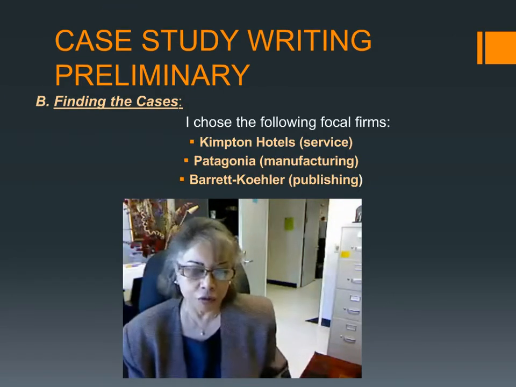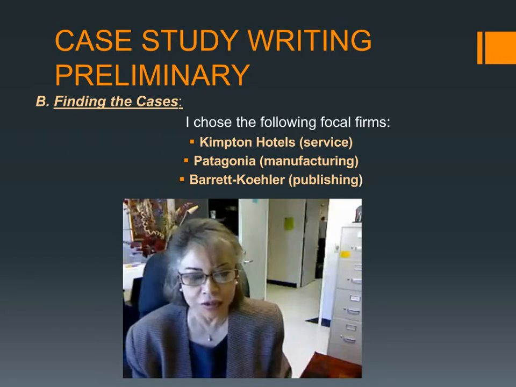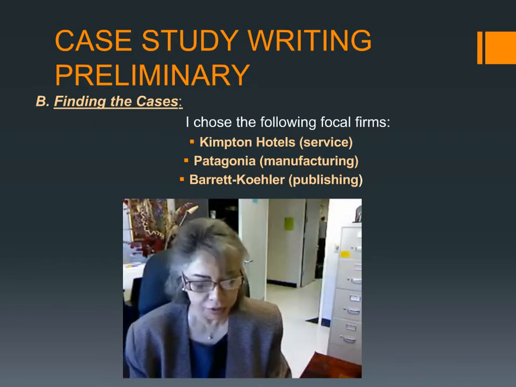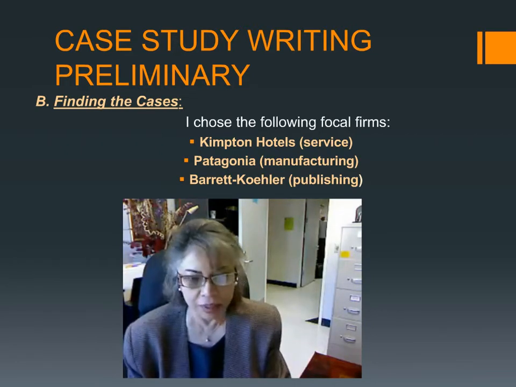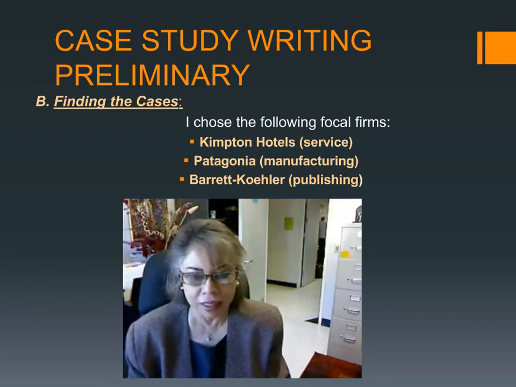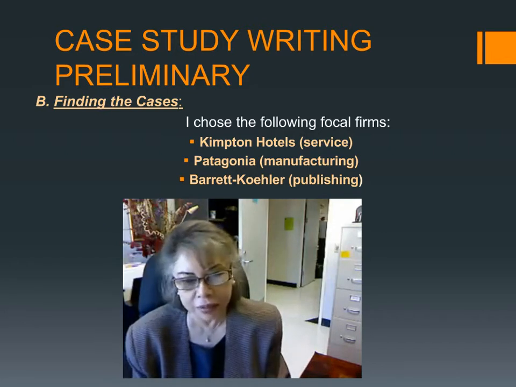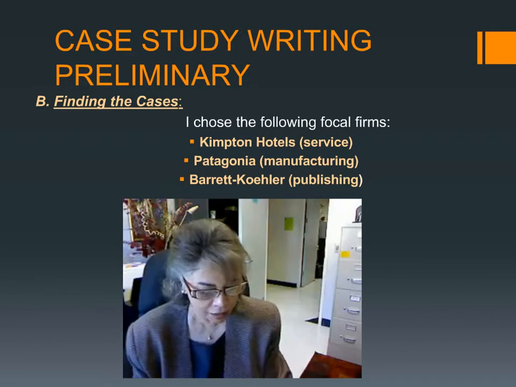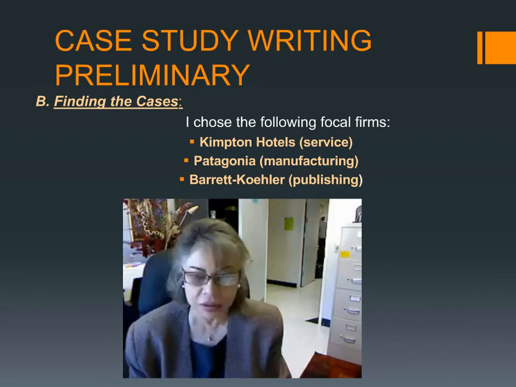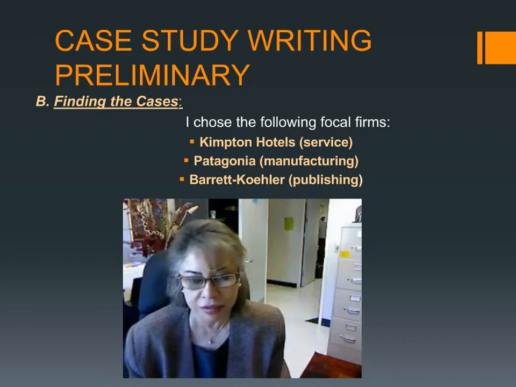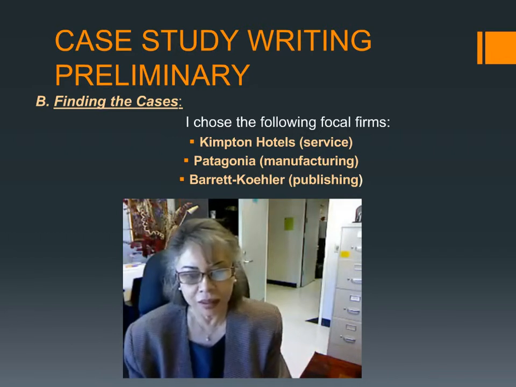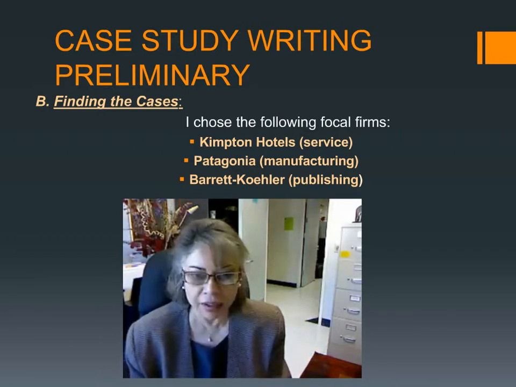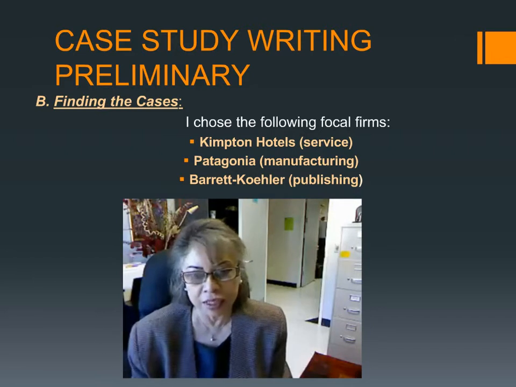I looked for 4 cases of corporations that are doing well by doing good, and I looked for them in California. And so I chose the following. There are only 3, but I felt that would be enough. The Kimpton Hotels chain, of course, is a service industry, hospitality. Patagonia is a manufacturing firm, and the Barrett Koehler firm, which is educational publishing.